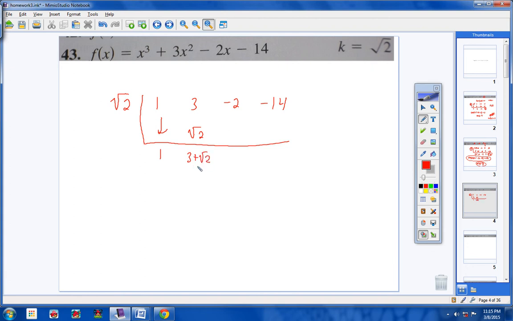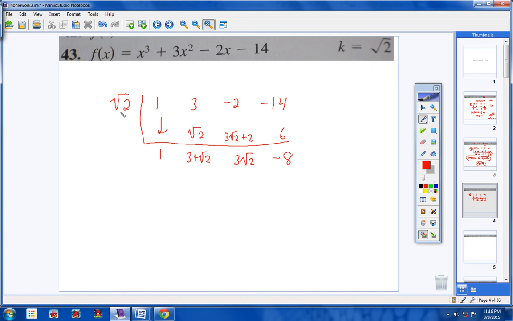Multiply, here's where it gets tricky, okay? You're going to get, let's see, square root of 2 times 3 is 3 square root of 2. Square root of 2 times square root of 2 is plus 2. Okay? Combine these. Your like terms here will cancel, leaving you with 3 square root of 2. Multiply, and you will get 6. Combine, and you will get negative 8. Alright?